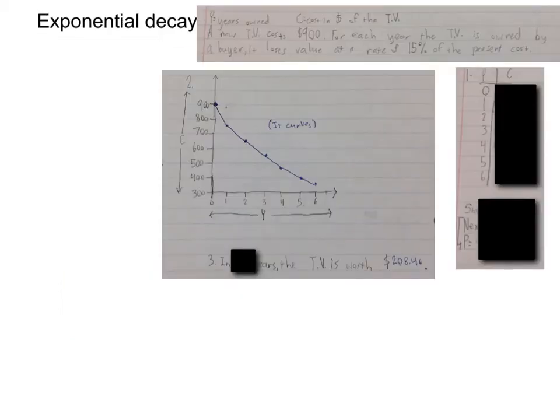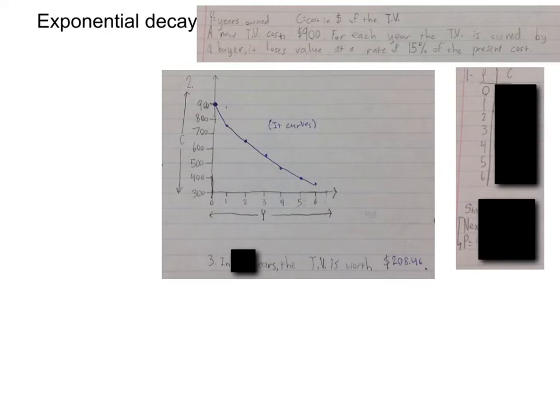Okay, for exponential decay, we'll be using the problem: a new TV costs $900. For each year the TV is owned by a buyer, it loses value at a rate of 15% of the present cost. Okay, so during the first year, it would still be worth $900 as represented by our graph, because it hasn't been owned for any length of time yet. So, our graph axes are represented. C represents the y-axis for cost of the TV, and y represents the x-axis for years owned. So at 0 years it would be 900. At 1 year it'll be a little bit below $800, and so on.